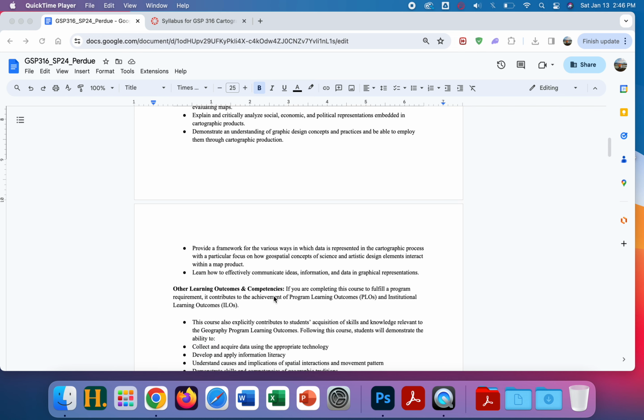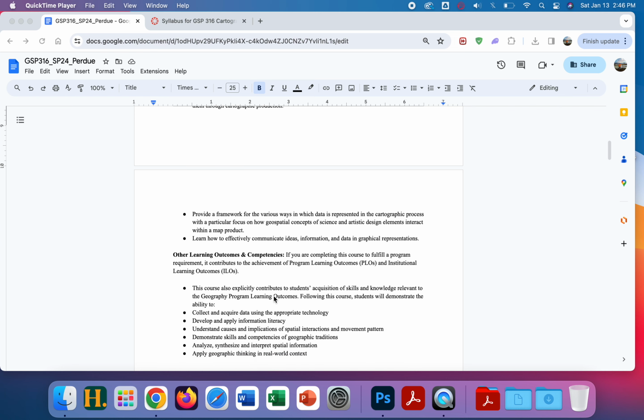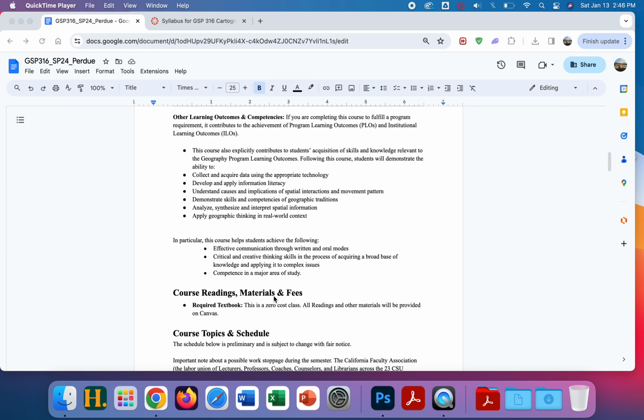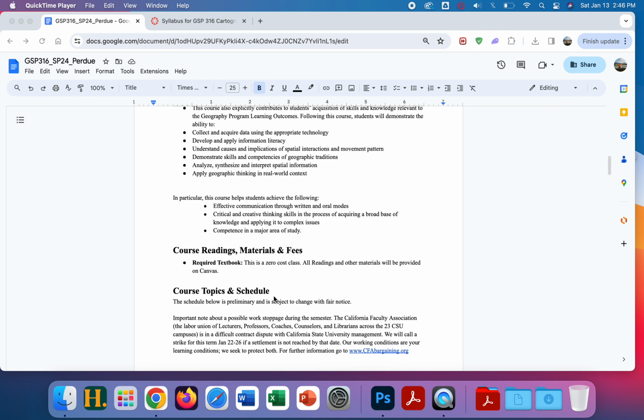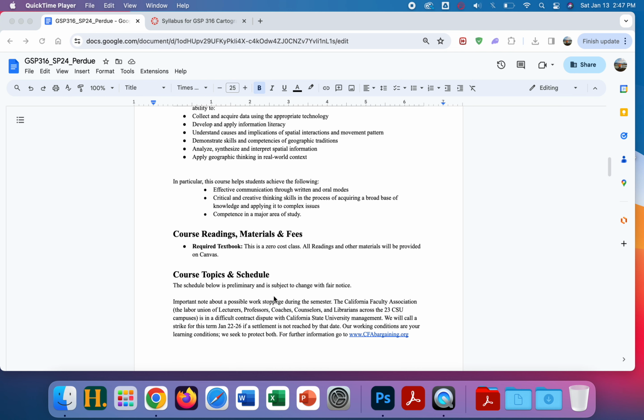You can read the rest of these learning outcomes as they relate to the geospatial program and institutional goals, etc., etc. This is a zero-cost class. There's no textbook. I'll provide all of the reading materials that you need for the course.